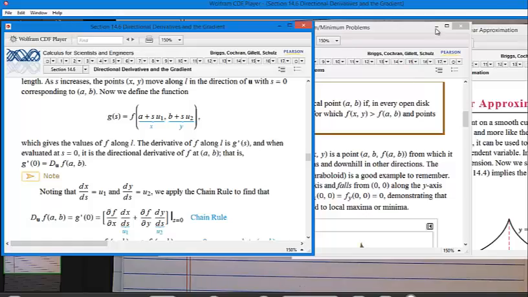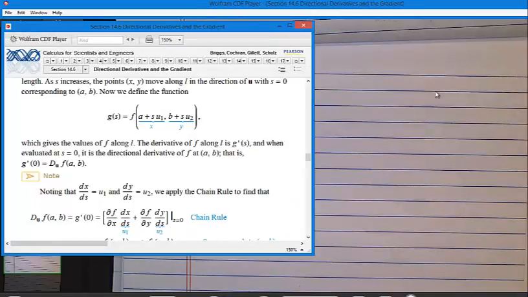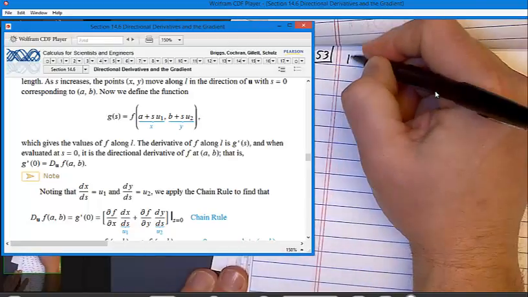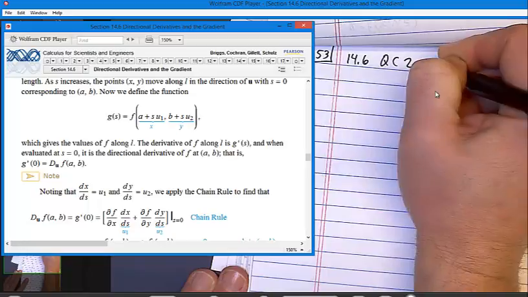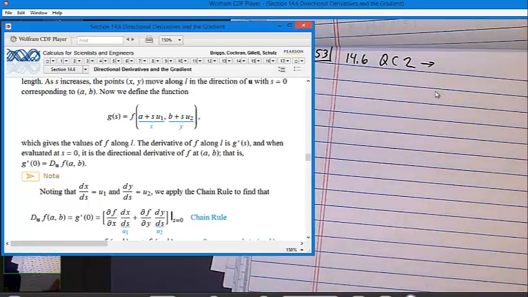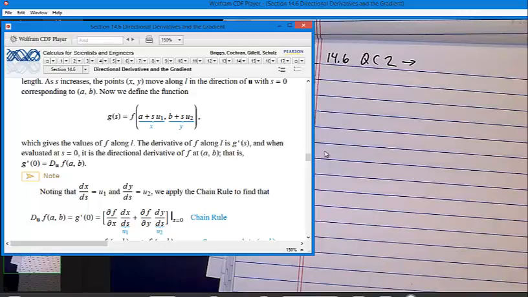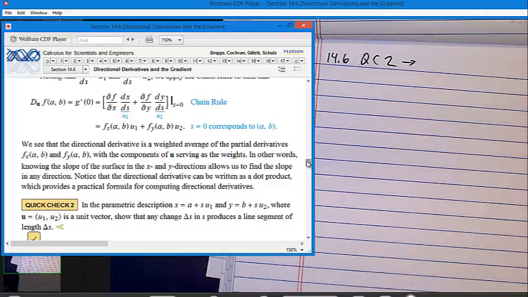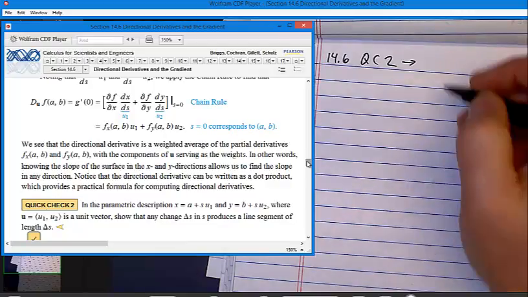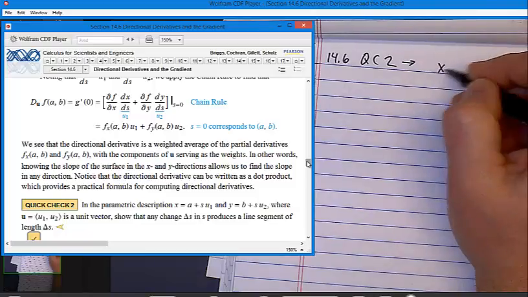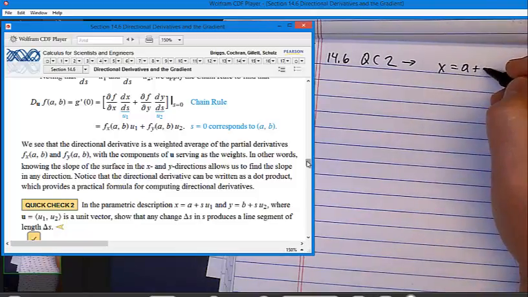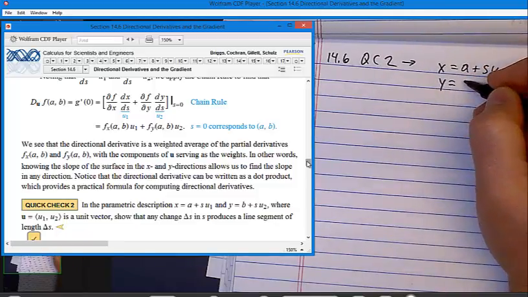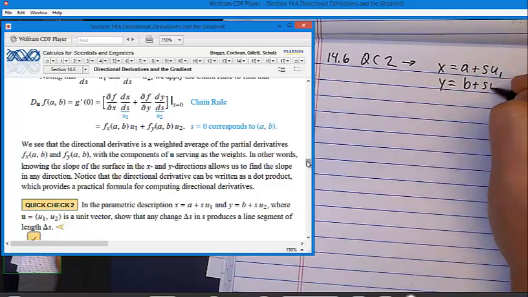I guess I kind of want these out of the way. Maybe we could see both. So, as I do 14.6 quick check 2, it says we're going to change some amount delta S. So, okay, x equals a plus su1, right? Y equals b plus su2.